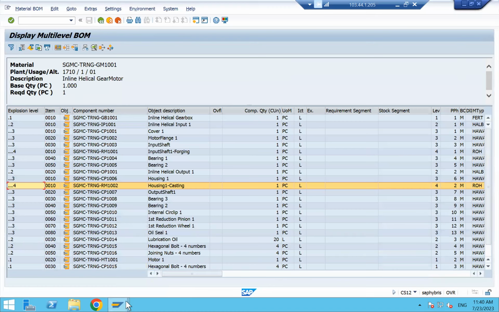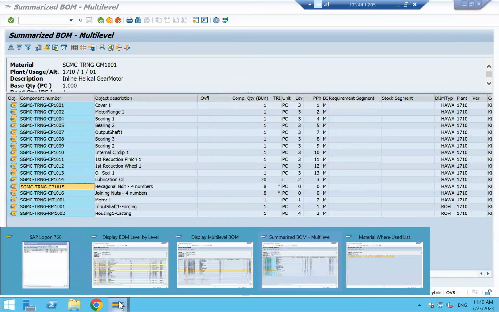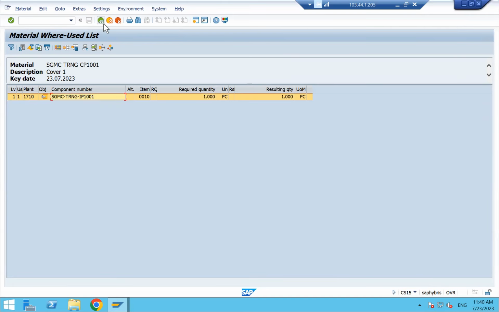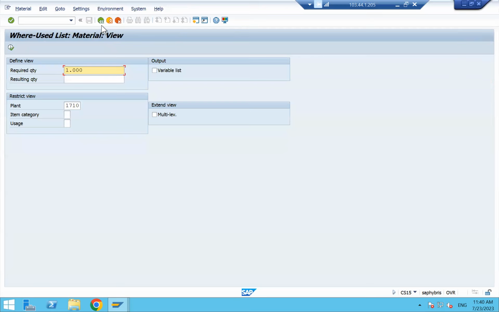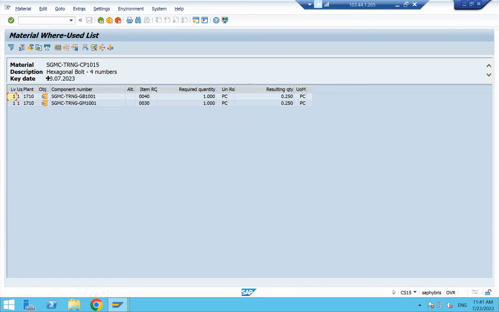Suppose I select this item, that hexagonal bolt, for example, and I execute this. See, now it is used in the gearbox and the gear motor, 2 places. I am using one number, like that it is used.